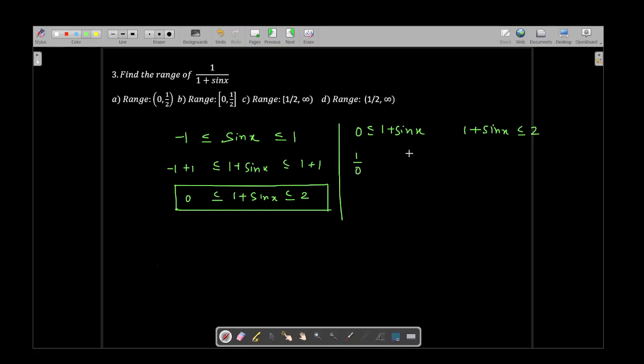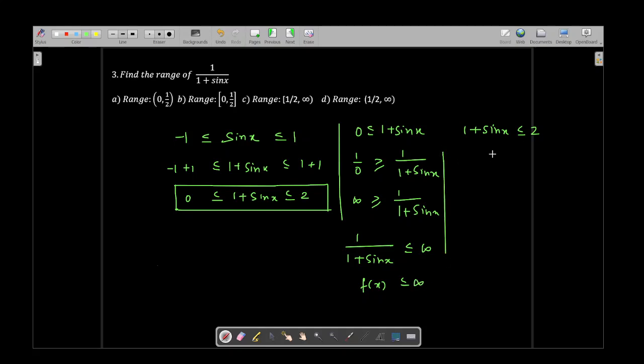1 by 0, 1 by 1 plus sin x, and the inequality changes. So 1 by 0 is infinity. Infinity is greater than or equal to 1 by 1 plus sin x. So I can exchange this and write 1 by 1 plus sin x first, less than or equal to infinity. This is f of x, this is my function itself. So f of x is less than or equal to infinity from this.